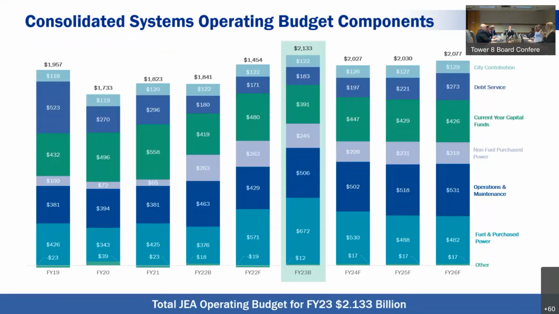All right, and here is a look at all of our systems combined, a consolidated systems operating budget. We are proposing for fiscal year 23 our total operating budget at $2.1 billion.